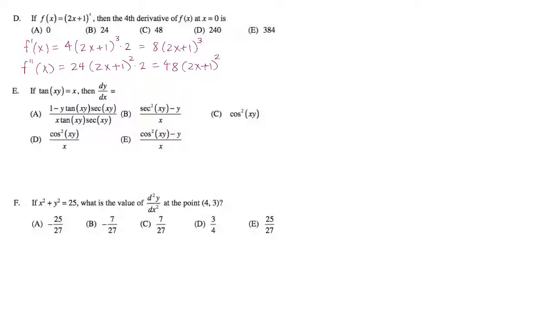All right, and now let's go ahead and do our third derivative. The third derivative is going to be 96 times 2x plus 1 to the first times the derivative of the inside. Okay, and now finally our last one. It looks like my pen stopped working, sorry folks. The fourth derivative of f is going to be here.